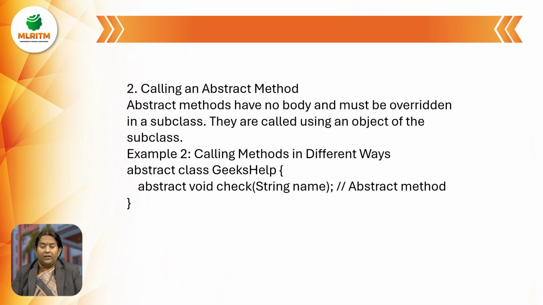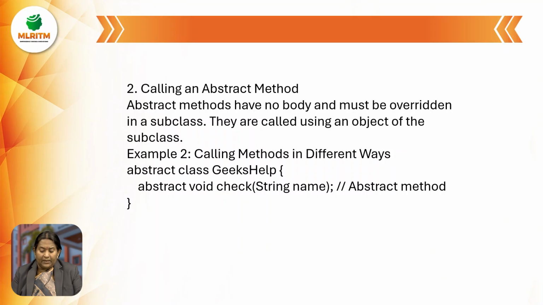Calling an abstract method. The second way is that we can create a method as abstract also. Abstract methods have no body and must be overridden in a subclass. Abstract method means we have to write the abstract keyword before the name of the method. That method will not contain the task which we want to perform inside it. It does not have any statements inside the abstract class. Then we have to write the code in the next class, which will inherit the properties of the base class, which is the abstract class. That particular method should be overridden in the subclass. They are called using an object of the subclass.